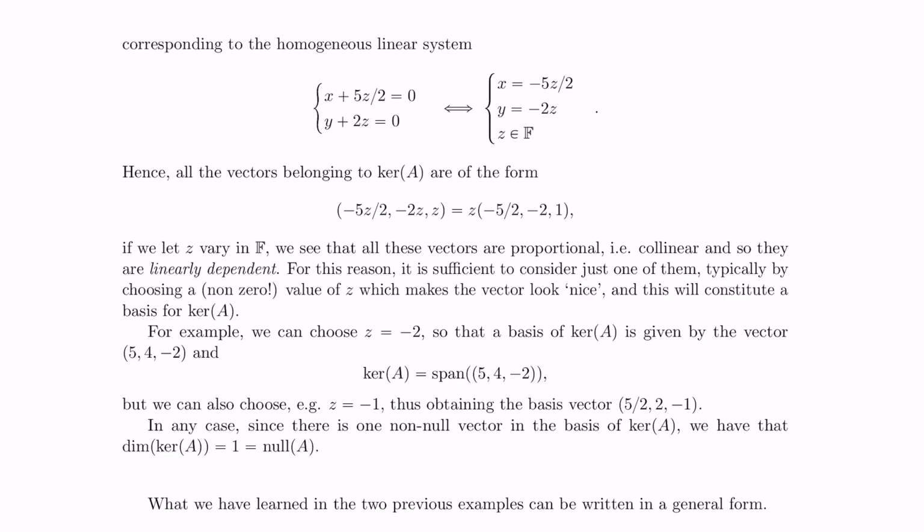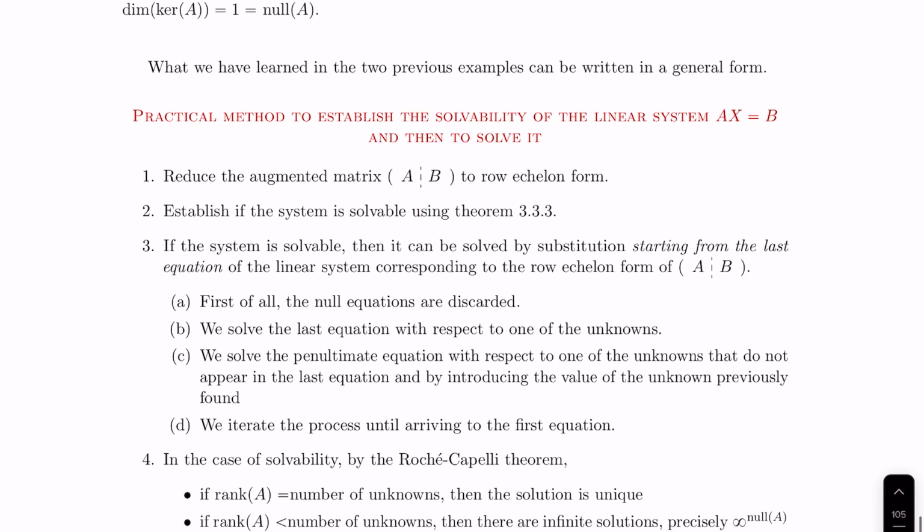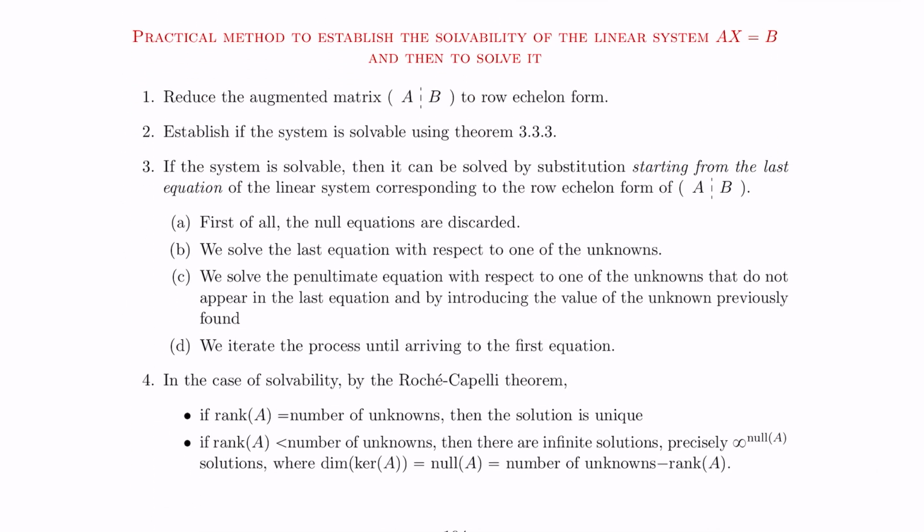Thanks to the extensive analysis of the examples that we have made, we can give the general practical method to solve a linear system with the Gauss reduction method. Given the linear system Ax equals b, the first thing to do is to reduce the augmented matrix to row echelon form. The second thing to do is to establish if the system is solvable or not by checking if the null rows of this matrix are the same as those of its A part, in the sense specified in this theorem here.